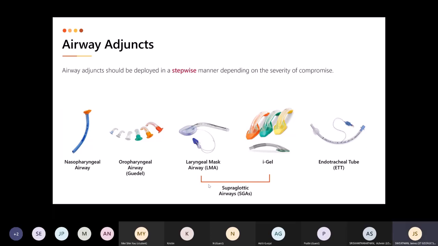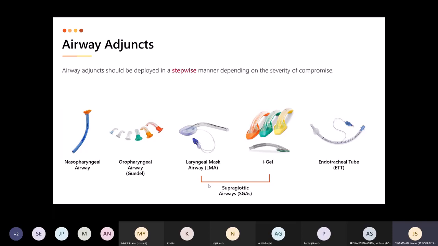Goodell's or oropharyngeal airways are the things you have to insert upside down and then twist and push to the back, and they go over the tongue and they stop the tongue from pushing back and occluding your airway. You can try and put one in if you're awake. It's not very pleasant, and patients who are awake are going to just spit them out. Okay, so these are for patients who are obtunded or have a low GCS.